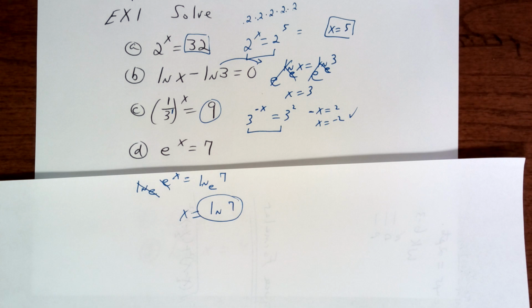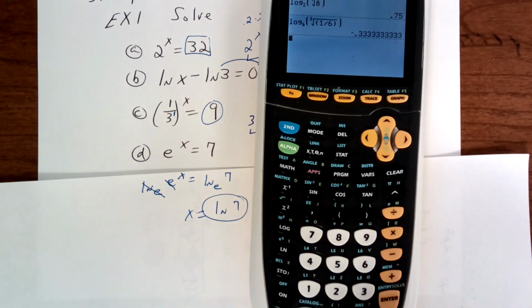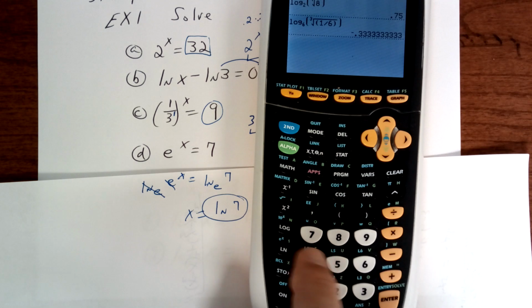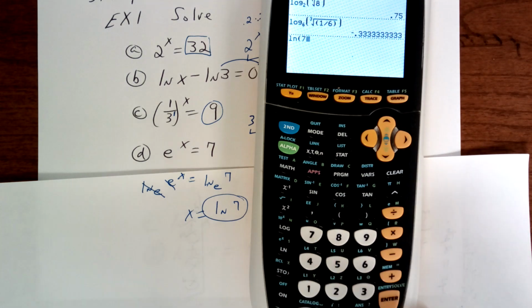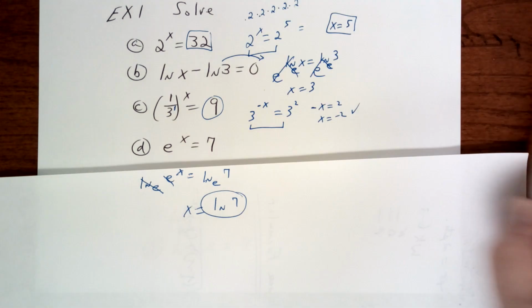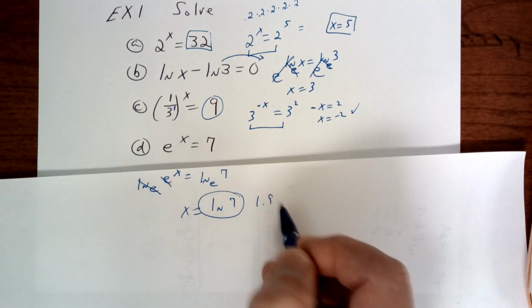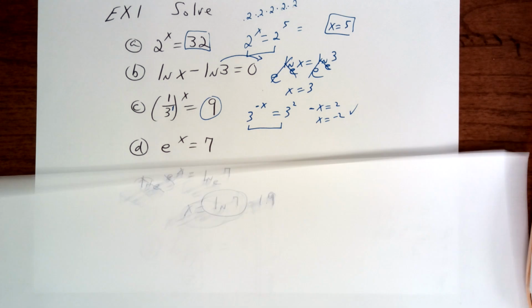Okay? To use your calculator, you got the natural log right here. So you would say the natural log of 7, close your parentheses. I get 1.9. Okay? Let's try this one.